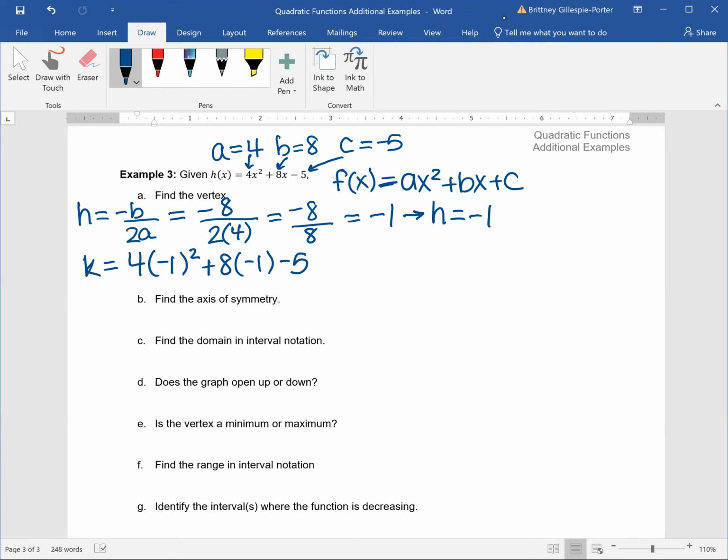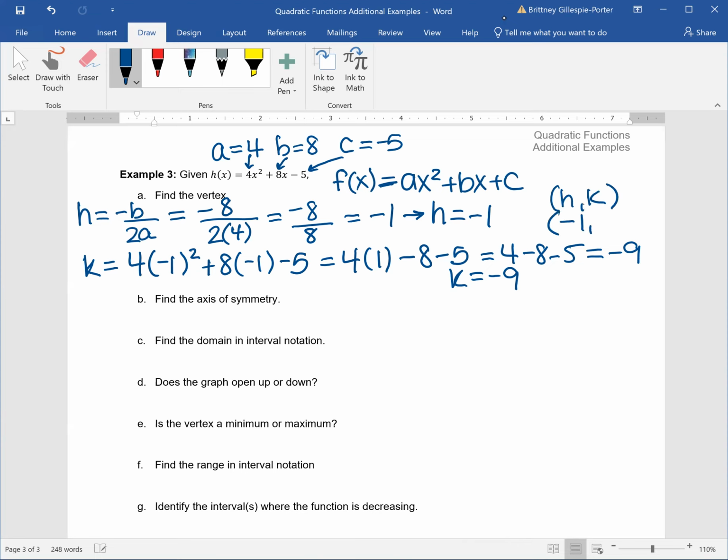We would have 4 times 1 minus 8, because 8 times negative 1 is negative 8, minus 5, which gives us 4 minus 8 minus 5, which gets us to negative 9. So we just found out that k is negative 9. Remember, our vertex is in the form h comma k, which means that our vertex is negative 1 comma negative 9.